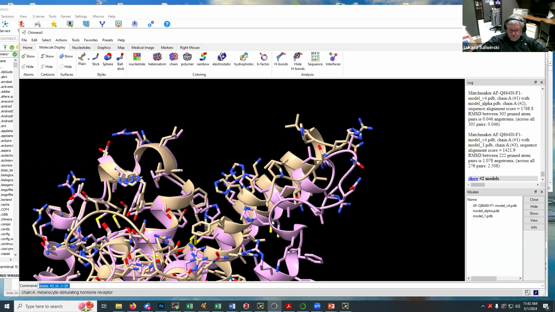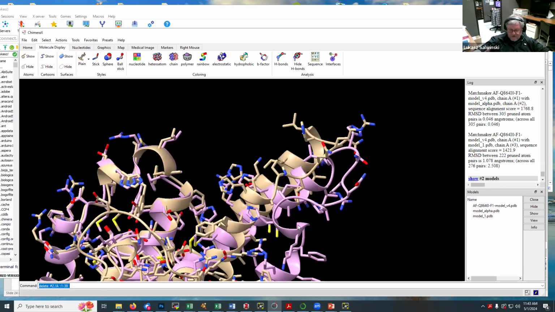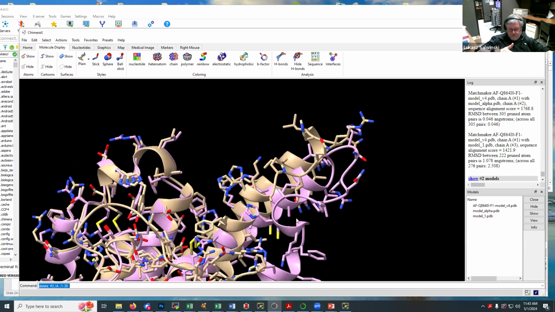You would look for a model that is as close initially to your sequence as possible, so it's less likely to have a loop mismodeled, and you might also try different models. So let's try another one.